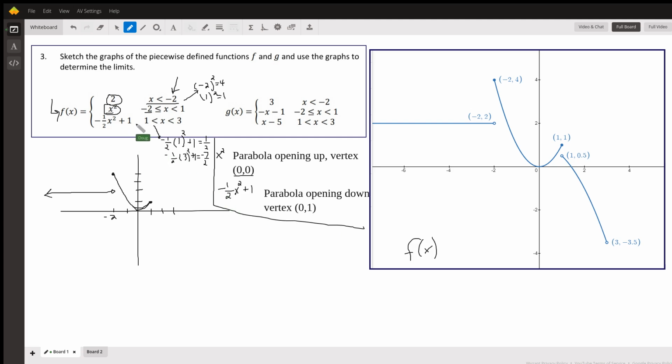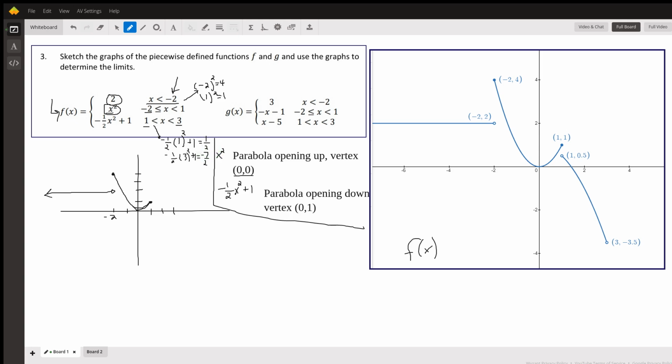And for this last piece, this is a parabola opening down because of the -1/2 in front. And the +1 shifts the vertex up 1 from 0. So the vertex is at 0, 1. But this isn't really in the domain of this function. So if we concentrate on these endpoints of the restricted domain, put 1 in for x, 1 squared is 1, -1/2 times 1 is -1/2, plus 1 is 1/2.